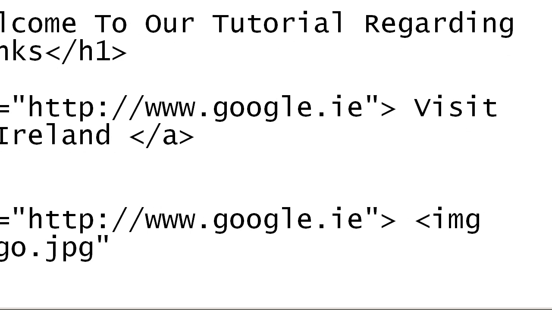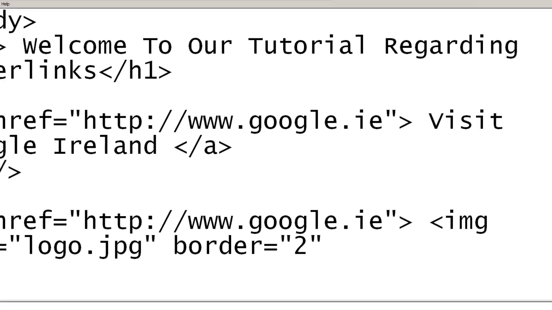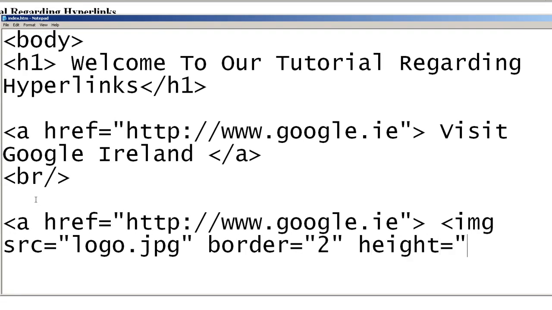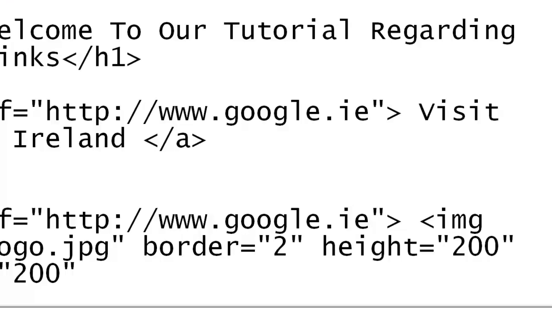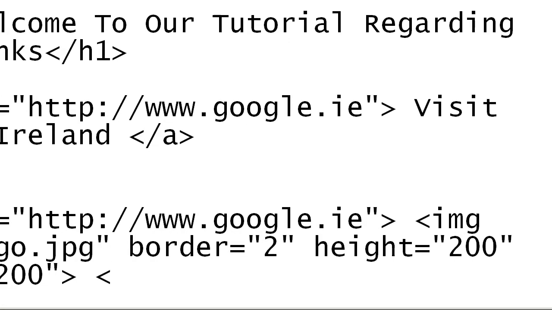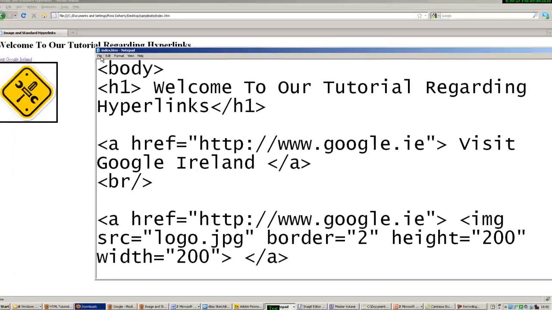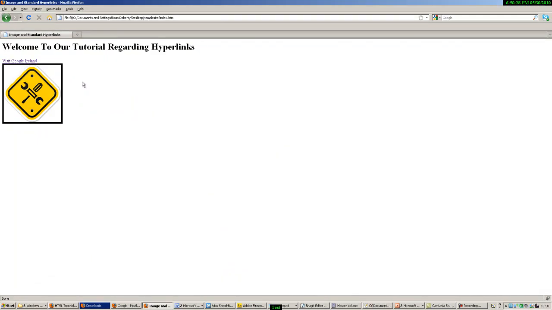Okay, let's say for this we want to create a border also. So let's say border equals 2. And obviously we need to make our image smaller. So let's constrain our width and our height proportions. So let's say height equals 200 and width equals 200 also. Close our quotes, close our tag, and let's close our anchor. Okay, so let's save our code here and let's refresh our page.